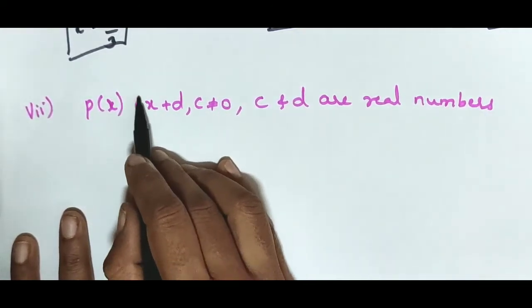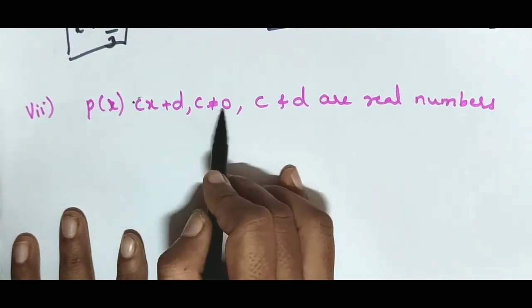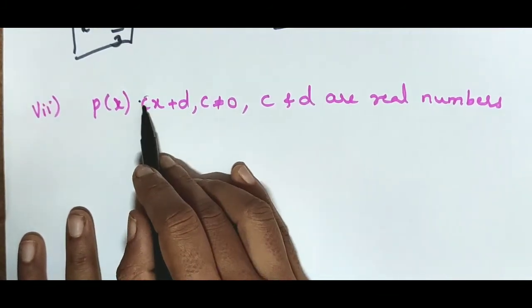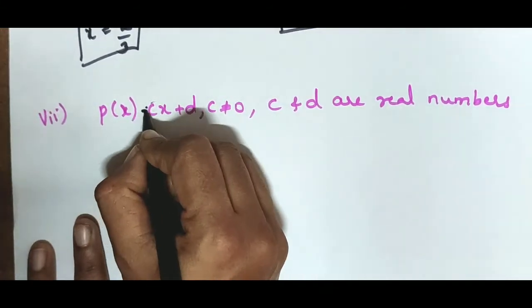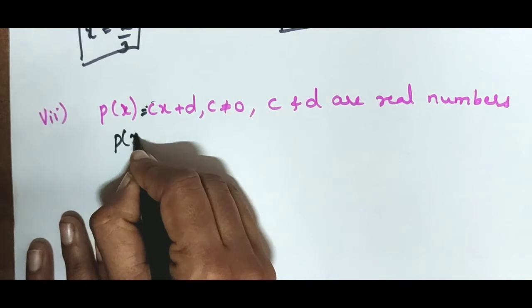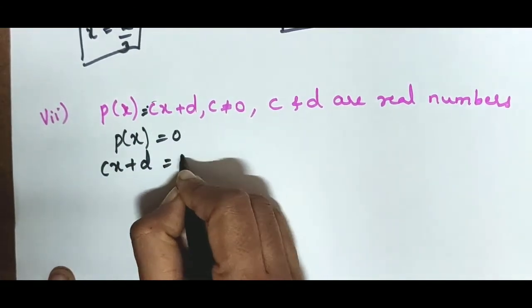So the last question in this heading, P of x is equal to cx plus d, and here it says c is not equal to 0. Here c is not equal to 0 means, if we take 0 as the variable x, the whole term becomes 0. So now let us take P of x is equal to 0, cx plus d equals 0.